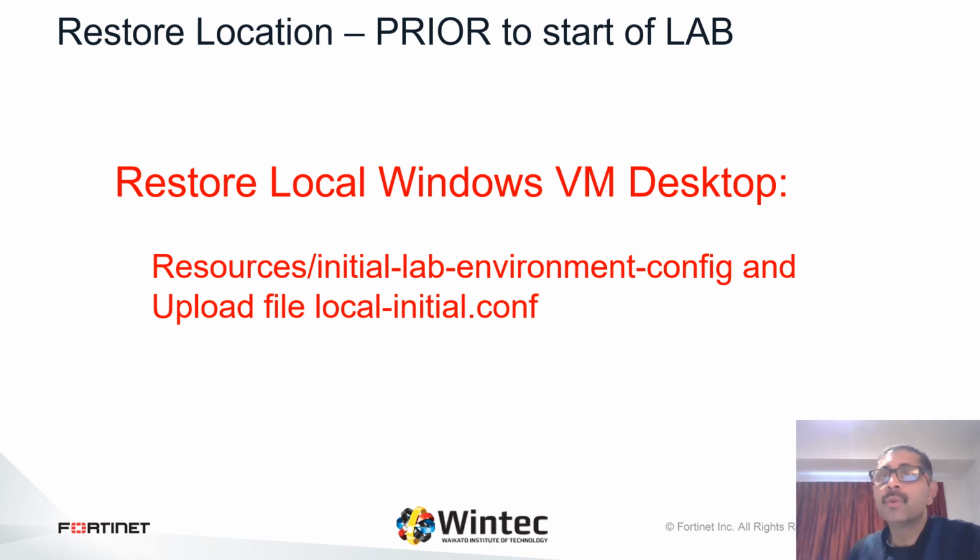For those who are using the virtual system or the RDPs, it's essential that prior to starting this lab, they restore the original file to the local FortiGate firewall from the folder local Windows VM desktop, resources, initial lab environment configuration, and upload the file local-initial config. The file will reset all firewall conditions and you will not have a problem in the network if you configure the details as per instructions. While doing the lab, the local FortiGate config files are located in the folder resources infrastructure high availability, and that's mentioned in your lab guide.